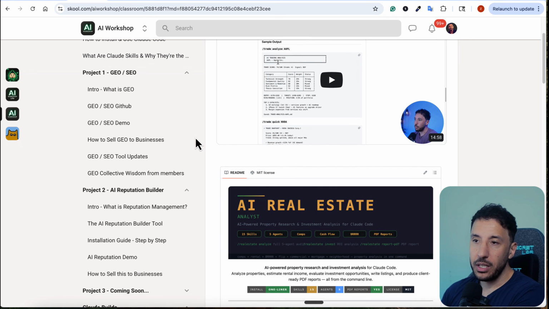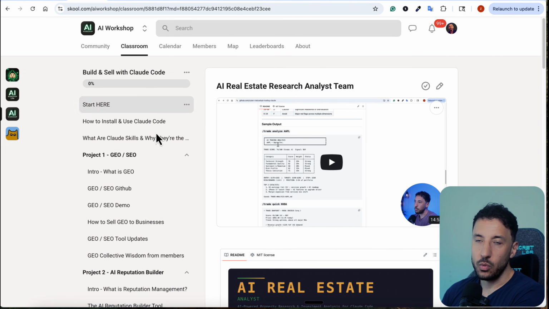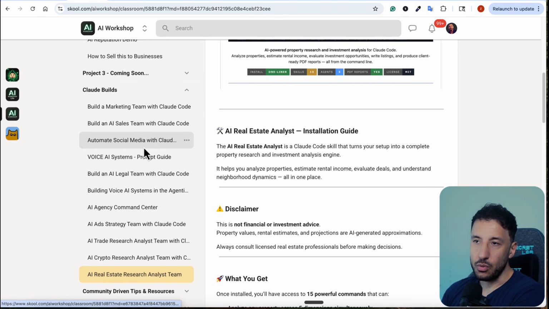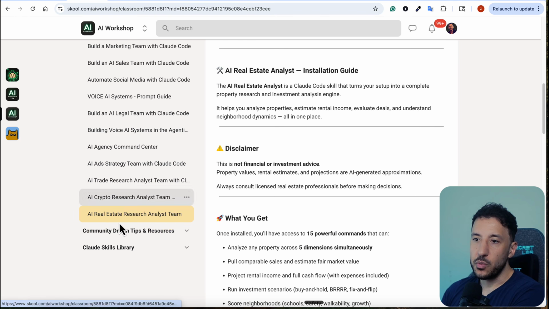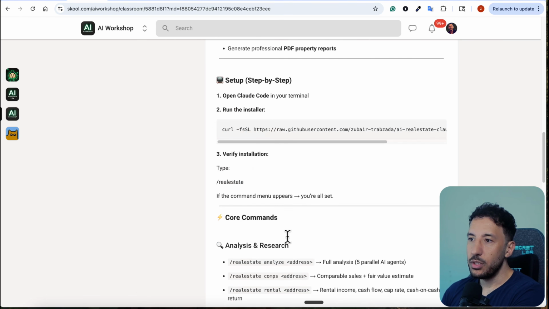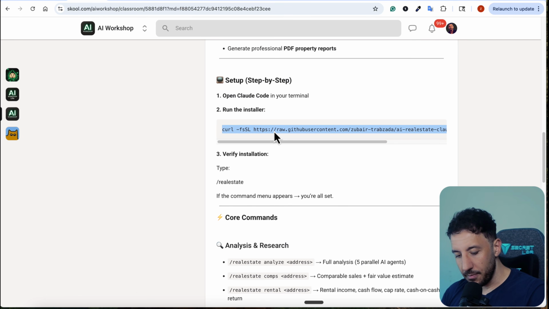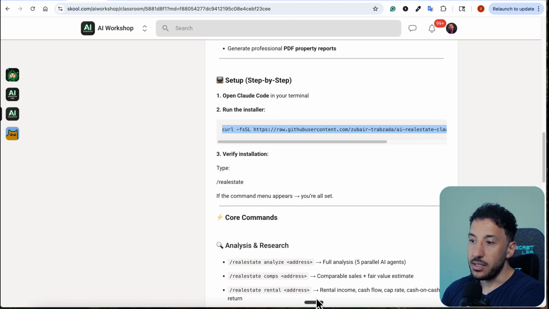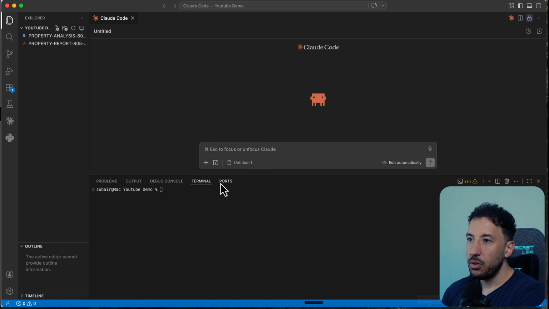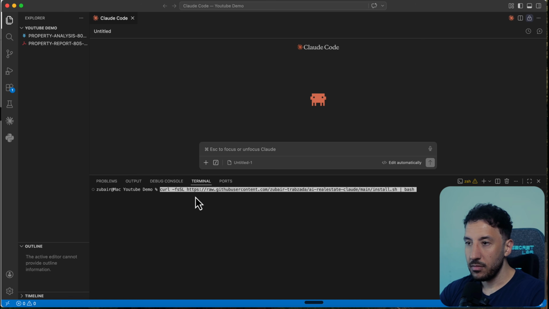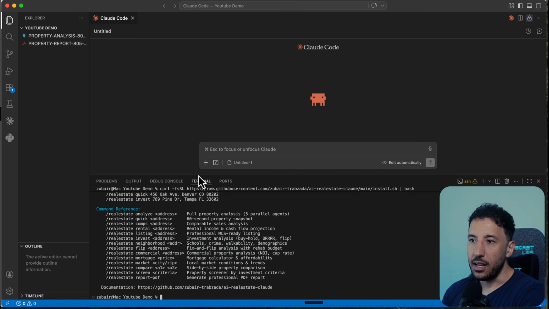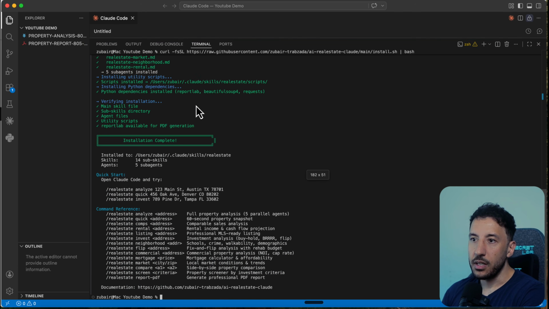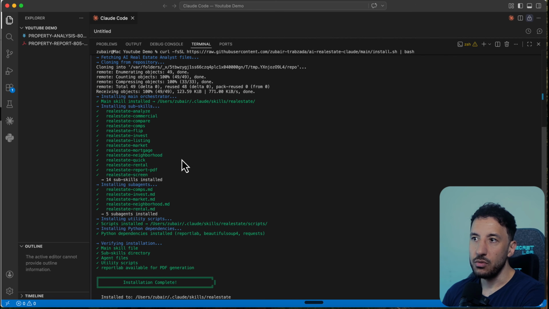If you're part of the paid community, you're going to head over to the Buy and Sell with Claude Code section. And obviously you have access to all of the other builds as well, but this one is right at the bottom. It's called AI Real Estate Research Team. All you have to do is come to the bottom here and copy this command. Since you have access to the private repo, just paste it, press enter, and it's going to download all of these commands for you. So you can see you have access to all of this stuff.